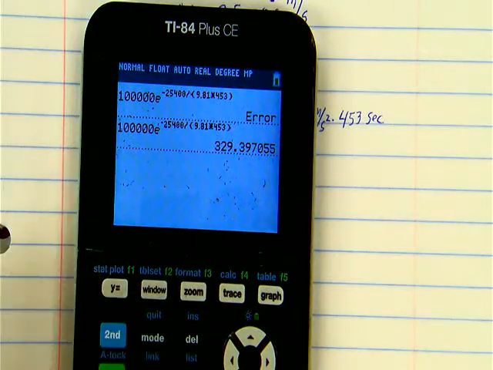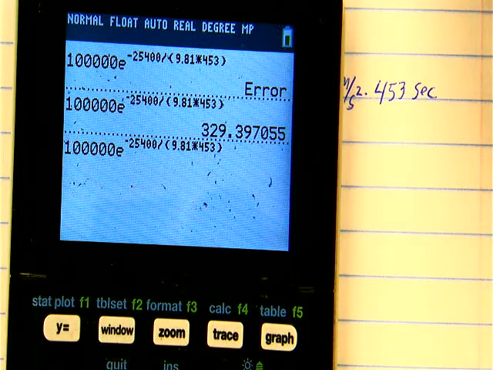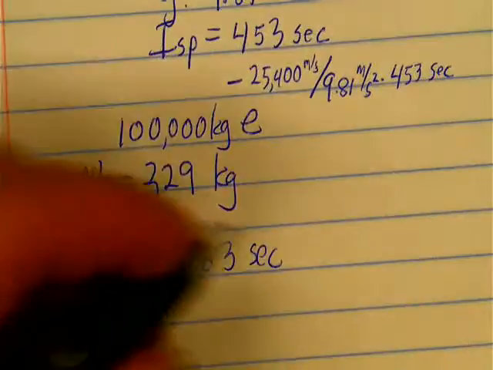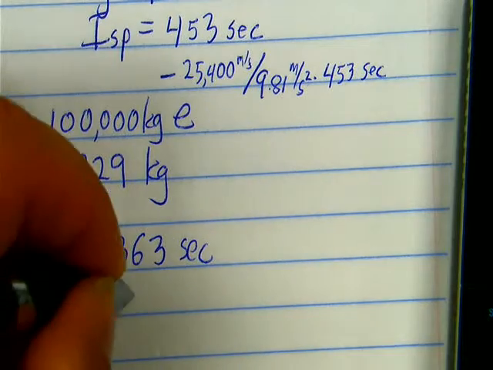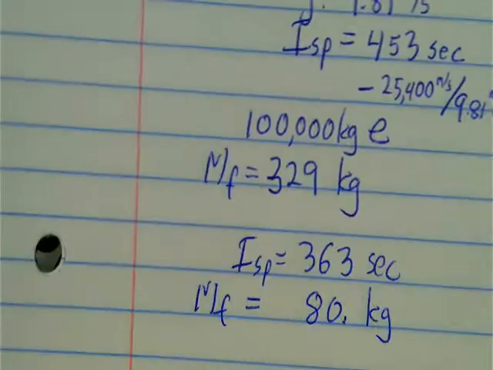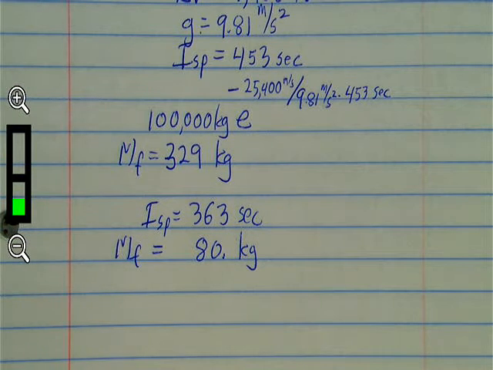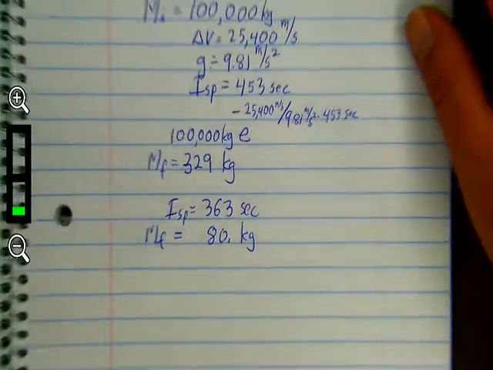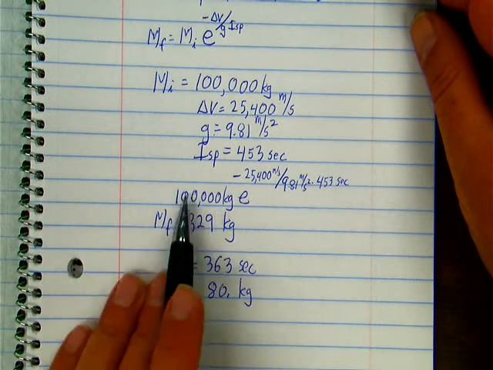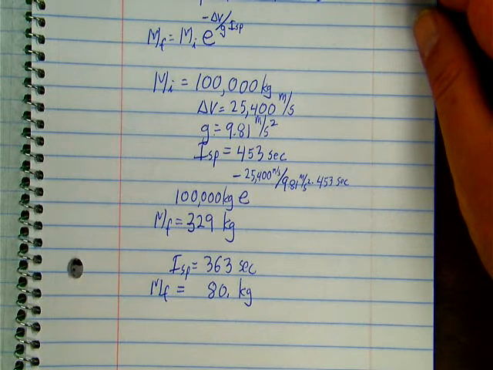I can just recall the equation and go back and edit the values and replace 453 with 363. Enter. I end up with a measly stinking 80 kilograms able to do this round trip. And which 80 kilograms is that? Is it the parachute? Right? So making a bigger rocket doesn't solve this problem. If I made this 1,000,000 kilograms, that just moves the decimal place one place here and one place there. It doesn't make it any more viable.